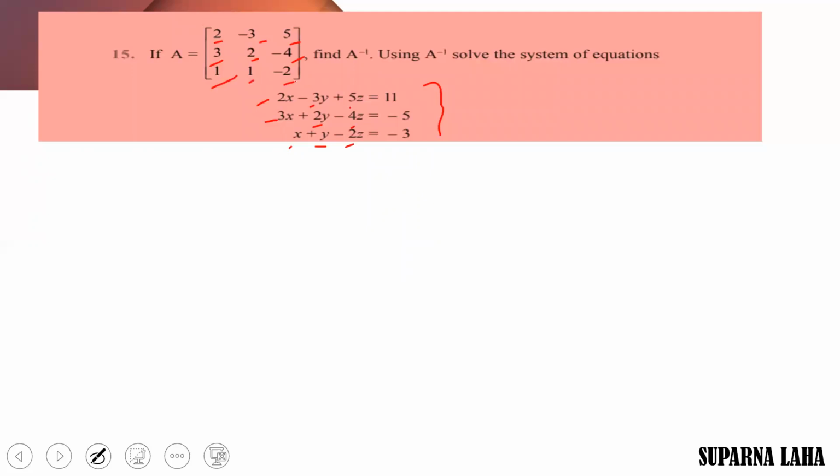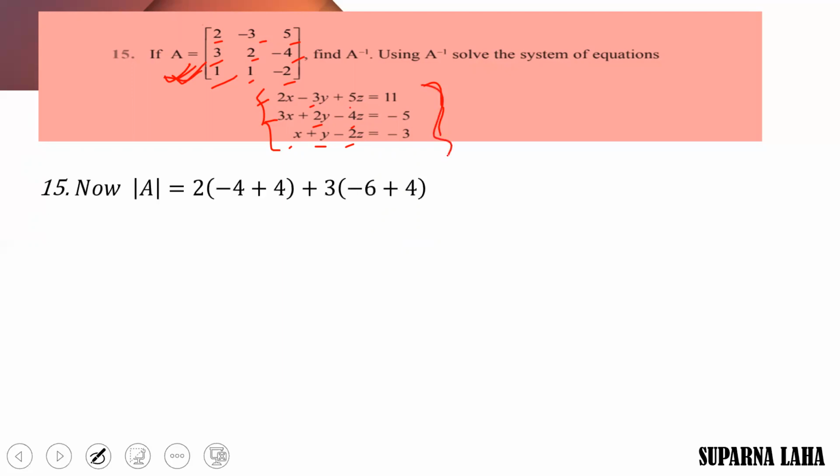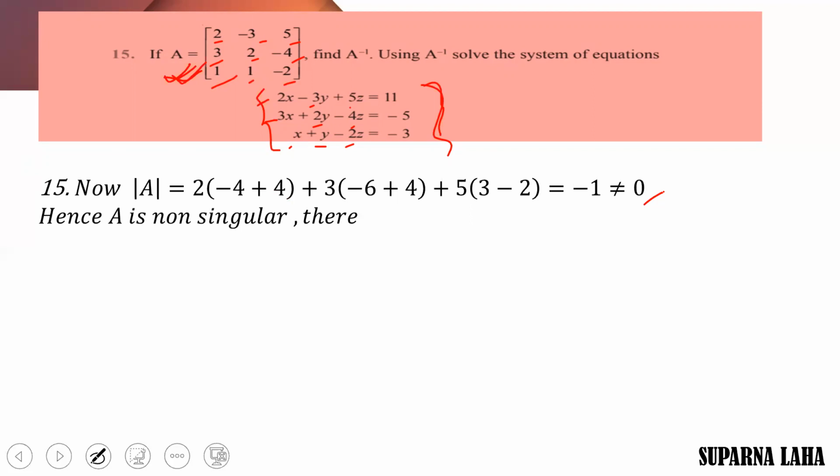That means A is what? A is the coefficient matrix for this system. Right? So first of all, we need to find the A inverse for this given matrix A, and then we need to solve it. So first of all, find A inverse. For finding it, firstly we need determinant of A, which is minus 1. That means it is non-zero. That means A is non-singular and A inverse exists.